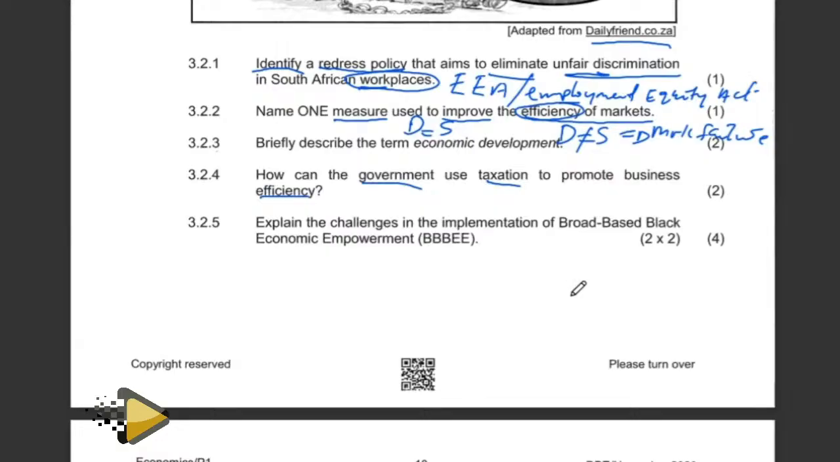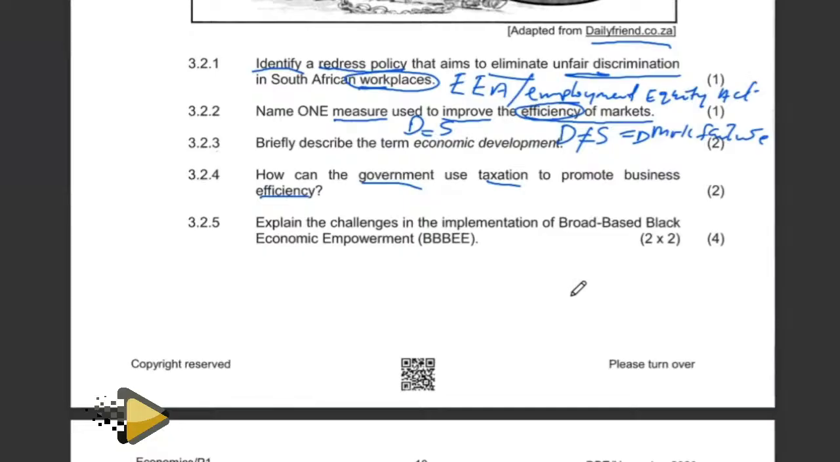So I'm going to explain to you this broad-based Black economic empowerment. It is one of the acts that the ANC drafted in 1994 after it had won the election. Broad-based Black economic empowerment was to address the issue of the disadvantaged Black people. Remember, during the apartheid era, before 1994, Black people were mostly disadvantaged.